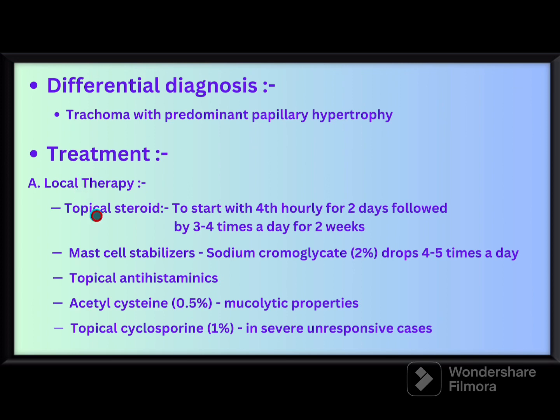First, we'll see the local therapy. Under local therapy, we give topical steroids. How do you start the topical steroids? You will give fluorometholone, medrysone, betamethasone or dexamethasone. You'll start with 4th hourly for 2 days and then follow it with 3 to 4 times a day, for 2 weeks.